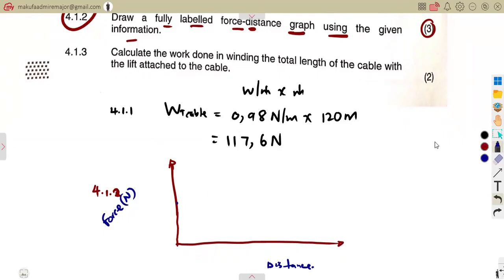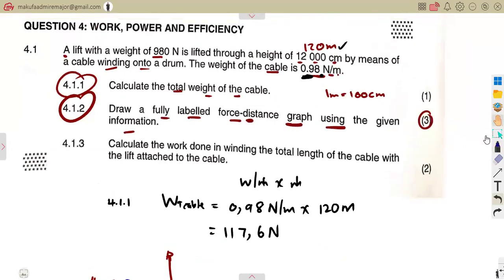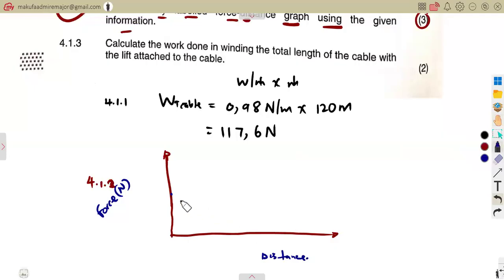I mean, the value here is 980, which is the weight of the lift in this case. So the weight of the lift is 980. You start with that one, which is your lift, at 980 Newton. In this case, we know it is going to cover 120 meters, the distance in between. So it's going to be from 0 to 120, or you just write 120 here.